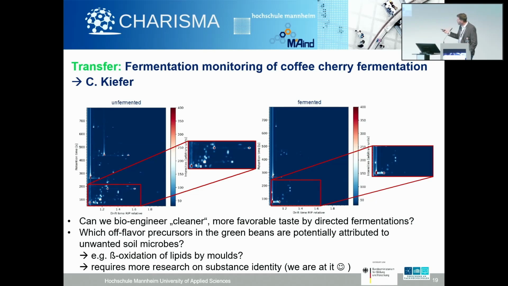If you look at the spectrum of the green bean here, which is non-fermented, and the fermented green bean, you see clearly that a couple of compounds are missing. One of the ideas that we're following is that this might be attributed to the absence of specific microbes that do something like what molds typically would do, beta oxidation, and maybe forming precursors that have an unpleasant taste or smell in the subsequent roasting process. And we can go down to the lower ppm level, maybe lower ppb level, depending on the compounds. Obviously that requires more research on the substance identity, but we're at it.